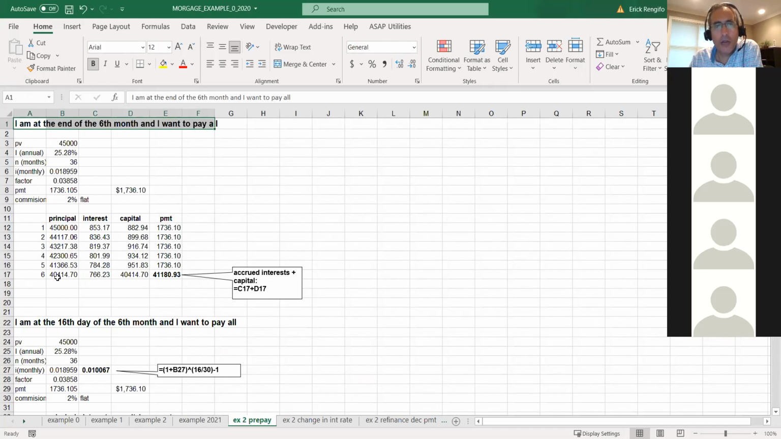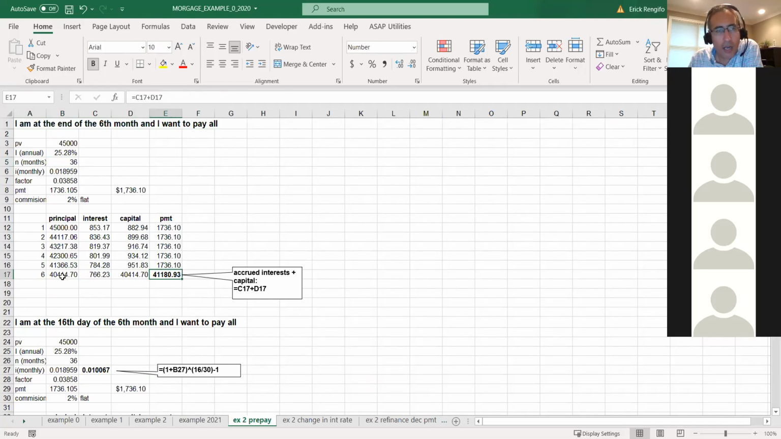So what I do, how much money do I need in the 6 months? Remember, this was a loan for 36 periods. How much money do I need to have at the end of the 6th month? That's my question. How do I compute this number here?